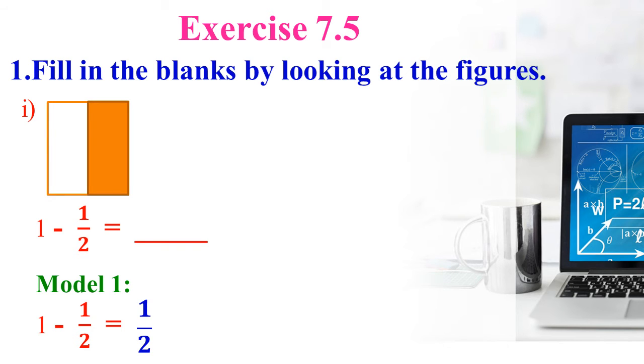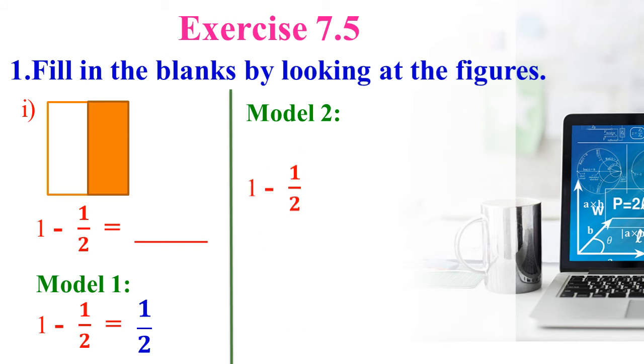So the other model: 1 minus 1 by 2 using the LCM method. Here the first number is the whole number. So let us assume the whole number is the numerator and the denominator is 1. So let us find the LCM of 1 and 2. So we get 2.